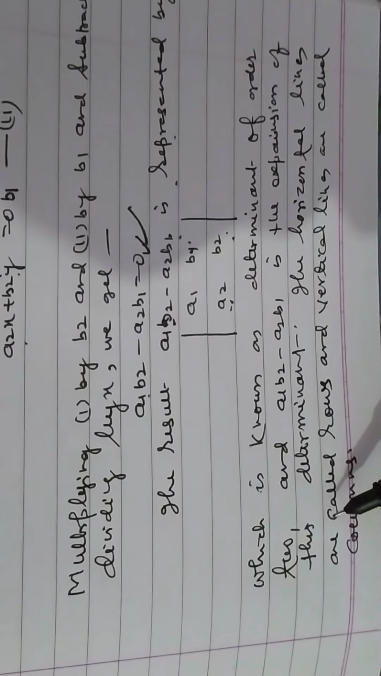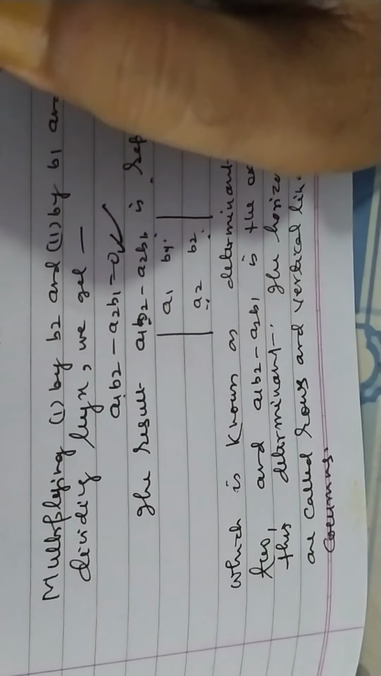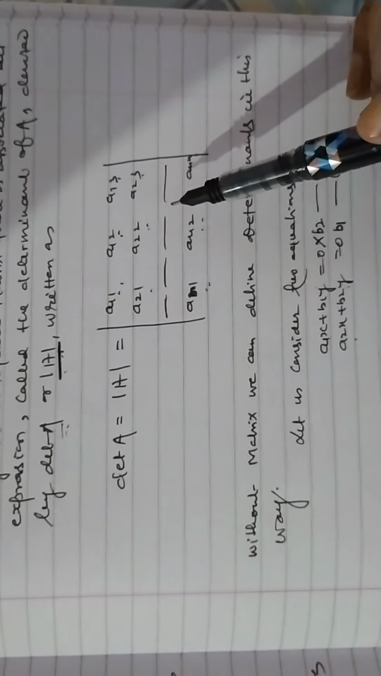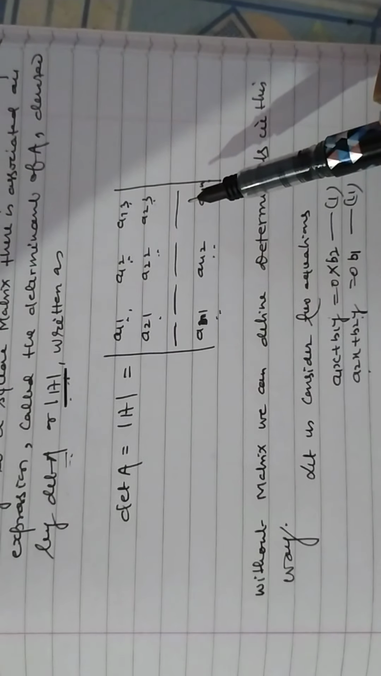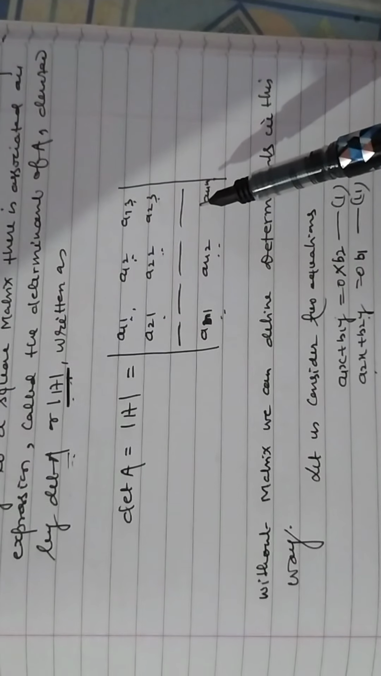So my dear students, suppose there are n rows and n columns, how many constituents does the determinant have? It will be n squared. So multiple choice questions will also be asked from this chapter. So you must go through this chapter sincerely.